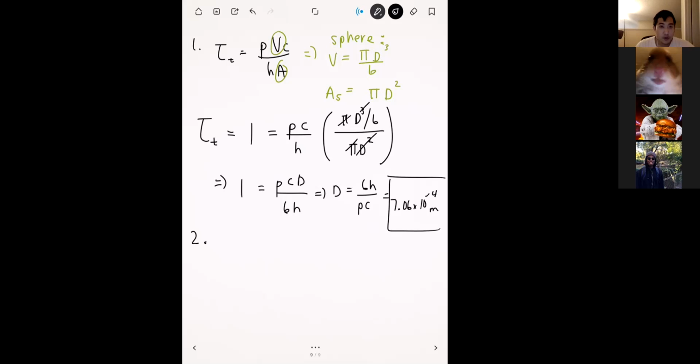All right, so now that we know the diameter, now we're going to check to see if the lumped capacitance method is valid.